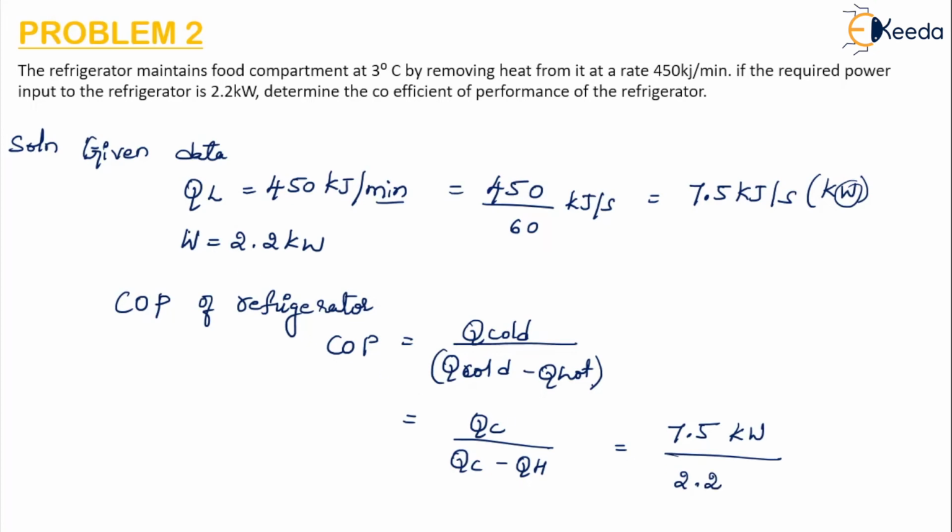2.2, that is the rate at which the heat is removed divided by the power input required, that is in watt. So the answer we get is 3.40991. So this is the COP of the refrigerator, that is coefficient of performance of the refrigerator.